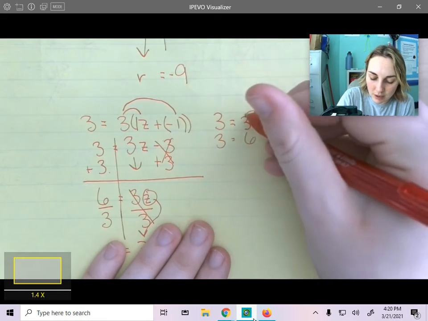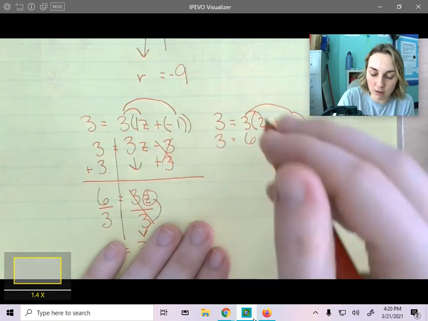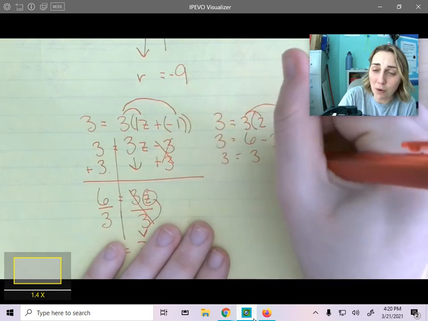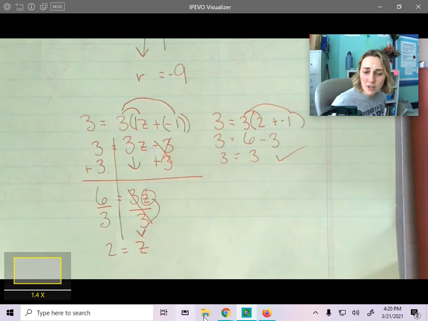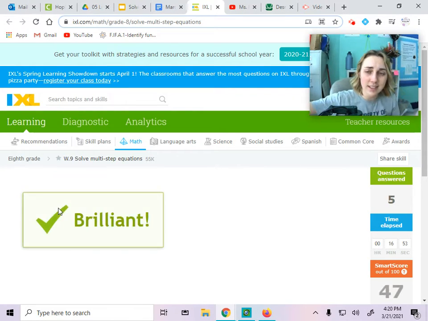3 times 2 is going to give me 6. 3 times negative 1 is going to give me a negative 3. 6 minus 3 is 3. So 3 is equal to 3, so it works out. Yes, it does. So what I'm going to do is plug that in to here. Z is equal to 2.